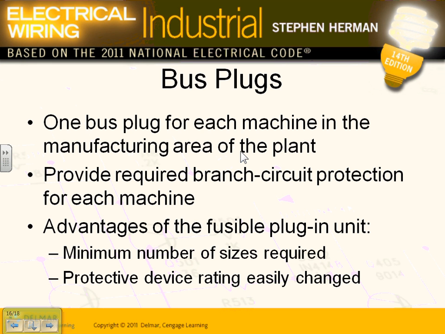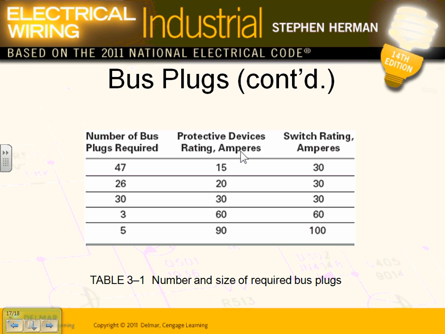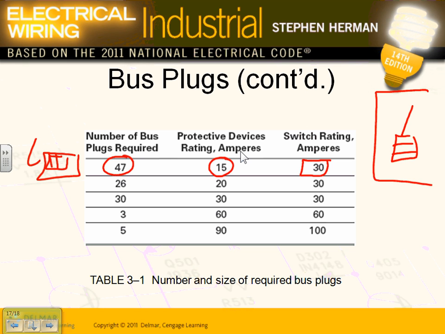Okay, so that's basically it. Minimum number of size required, protective ratings. Here's the project that we have. Look at this, I thought this is really nice. Number of bus plug-ins required, and protected device and switch. So I have 47 plugs, and these look like this, guys. 47 plugs with a fuse, right? 47 of them. Each one of them is 15 amp and residing in a 30 amp disconnect. So they look something like this, right? So that's what they're telling us here.